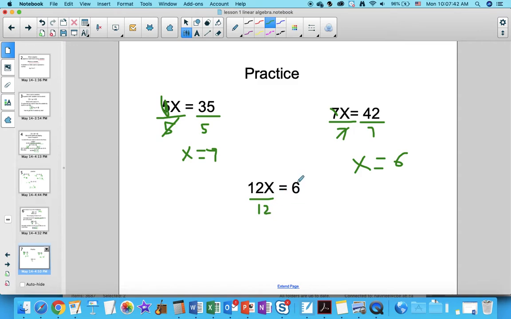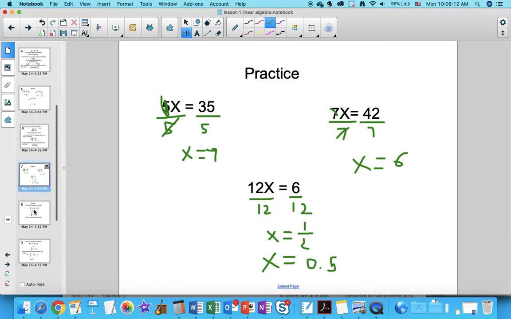Whatever I do to one side, I do to the other. So 6 divided by 12, x equals 6 over 12. But am I done? No, I can simplify. It equals 1 over 2, or x equals 0.5. And you probably see where I'm going next.